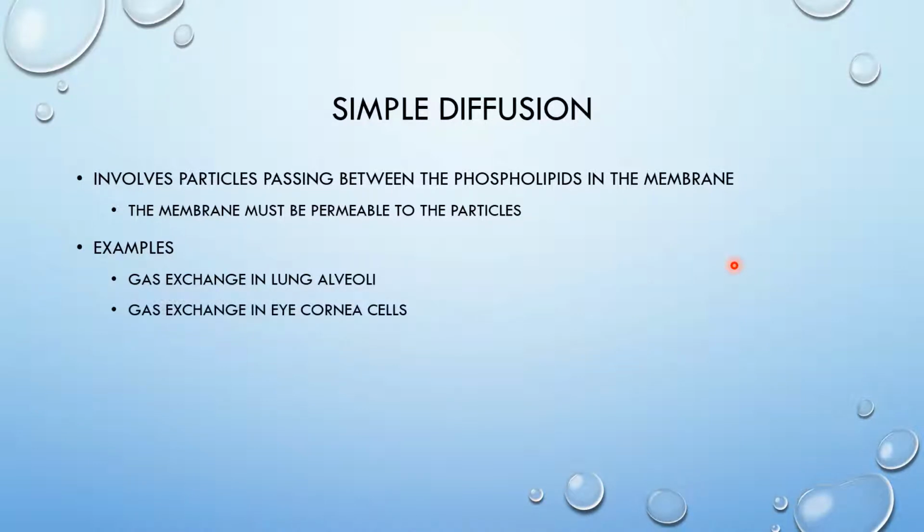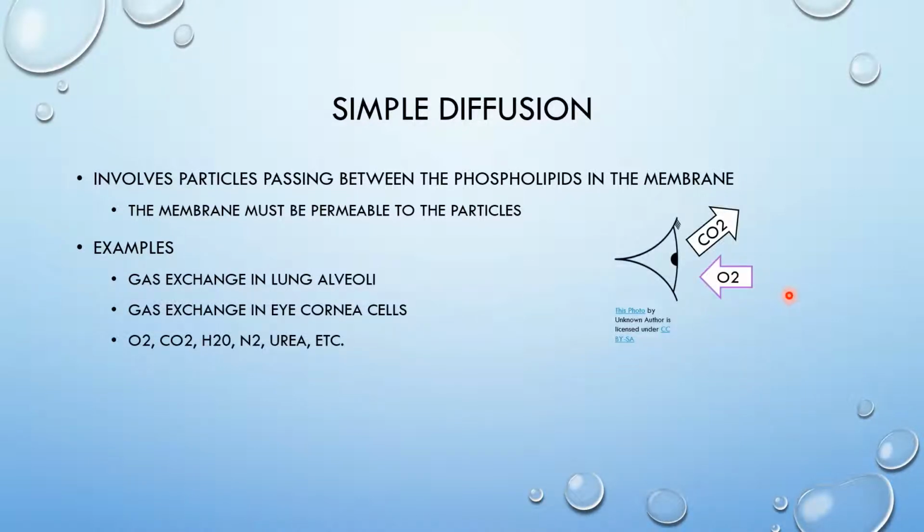Another example is gas exchange in eye cornea cells. So oxygen goes into the cornea cells, while CO2 leaves the cornea cells. Oxygen gas, carbon dioxide, water, nitrogen gas, urea, and so on are examples of particles that can pass between the phospholipids in the membrane. In other words, they're examples of particles that can be transported through simple diffusion. They're typically small in size because they need to be able to pass through the phospholipids.